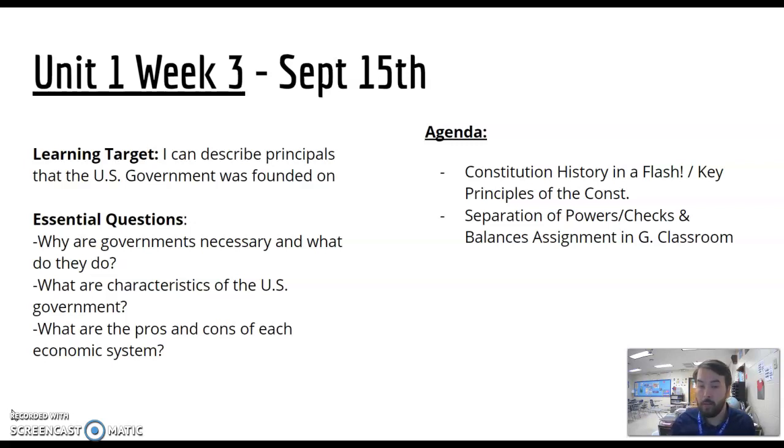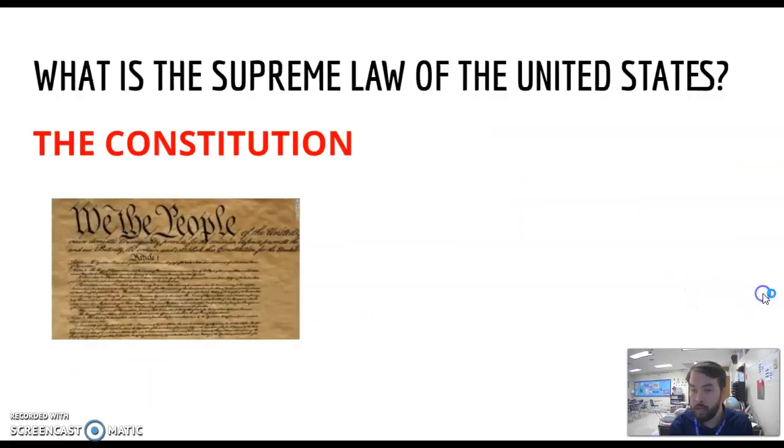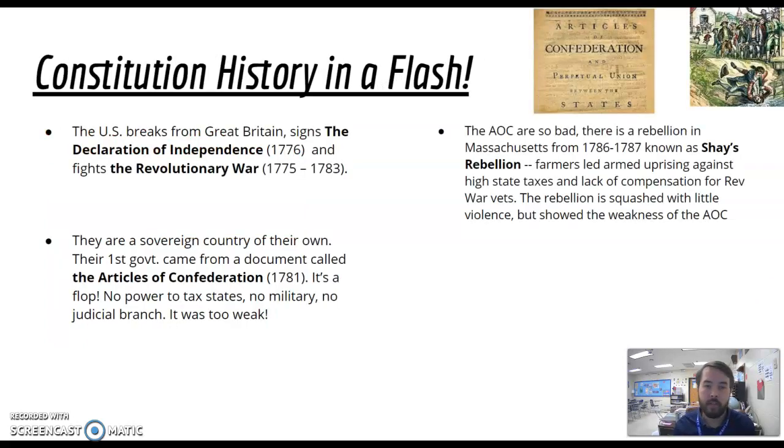Today we're talking about a little bit of constitutional history and some key principles of the document, the Constitution, you need to know for your test. The supreme law of the United States is the U.S. Constitution. So a little bit of history, and this is a little bit of a rerun from 8th grade, a rerun from your Constitution mini poster that you should have completed recently.